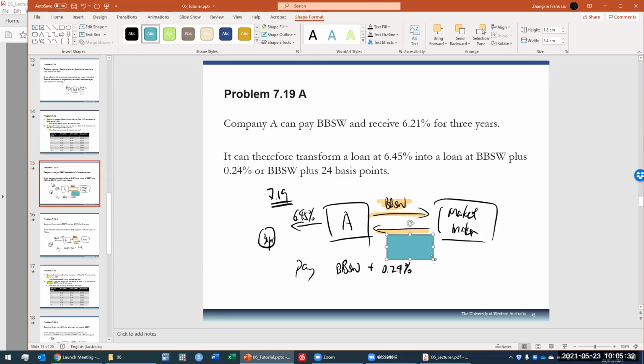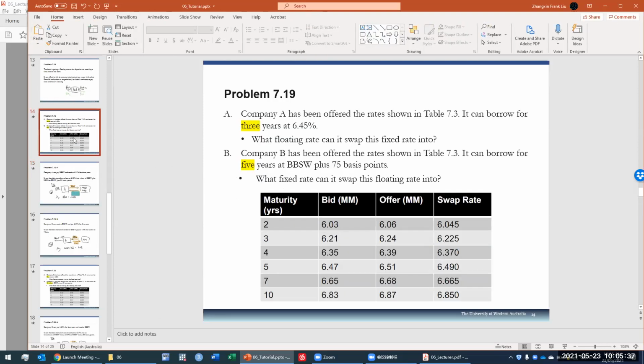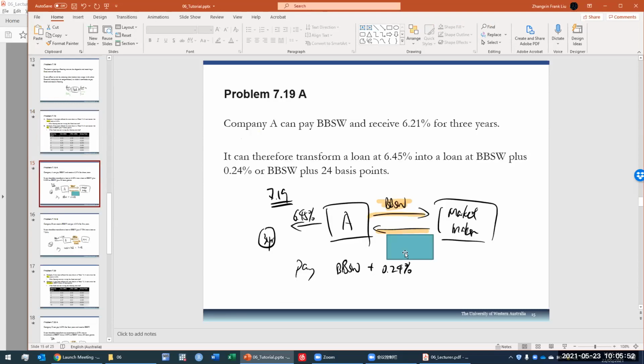So which means in this case, what is the market maker paying them? Well, go back to the table. If the market maker is paying them, they will prefer to pay a low rate, right? So looking at year 3, because it's 3 years, the lower one is 6.21, and that's how you determine the number to be used, 6.21%.